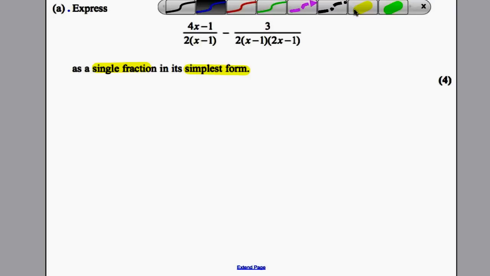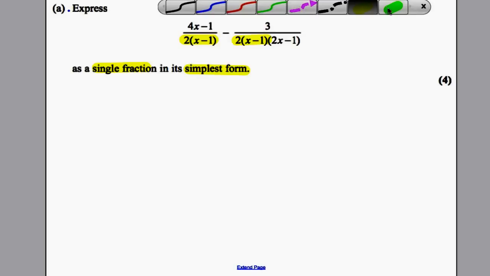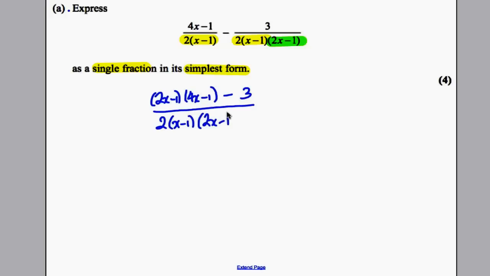You can't subtract fractions until they have the same denominator. This denominator has a factor of 2x subtract 1, and so does this. So, in order for them to have the same, we have to multiply this first fraction by 2x subtract 1 on top and bottom. So let's do that straight away. So we would have 2x subtract 1 and we have 4x subtract 1. So multiplying that, subtract 3, and then now we can combine them as 2x subtract 1 and 2x subtract 1 in a bracket. So that would be our first line of working.